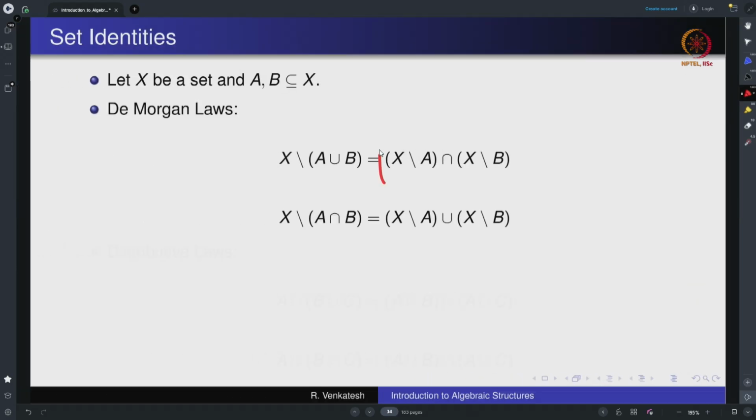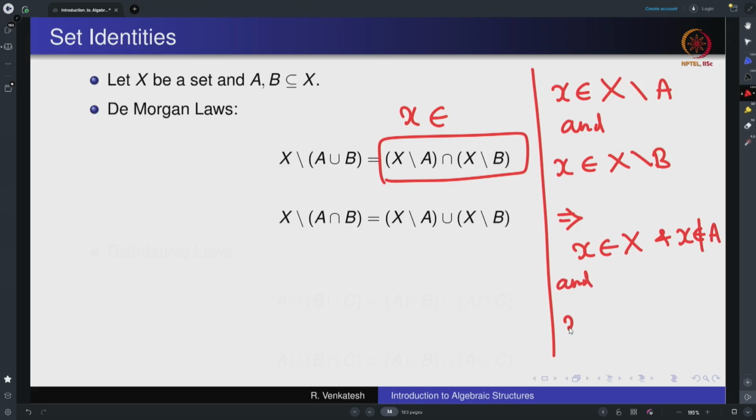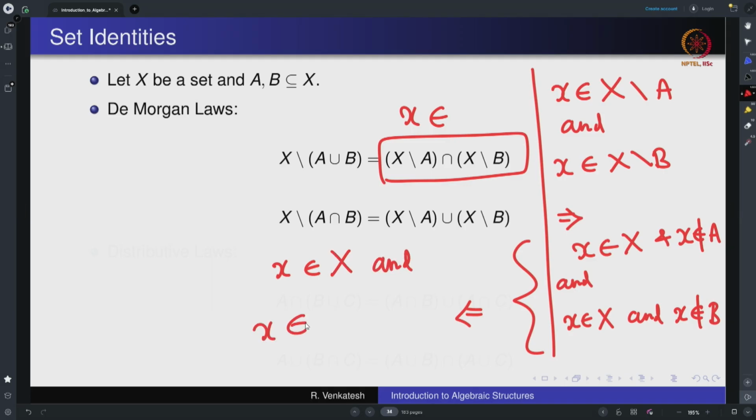Now, what about the converse? Let us take some x that is an element of X difference A intersection X difference B. That means x is in X difference A and x is in X difference B. That would imply that x is in capital X and x is not in A, and similarly x is in capital X and x is not in B. This would imply x is in capital X and x is not in A union B, because x is in neither A nor B, and this implies that x is in X difference A union B.